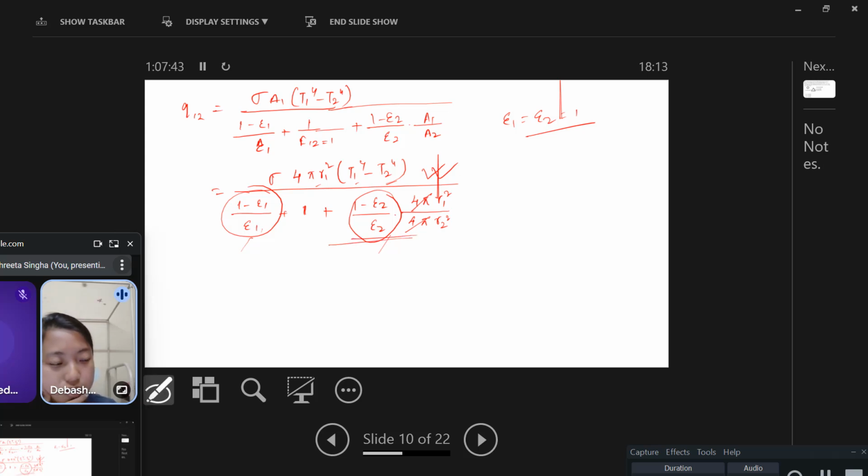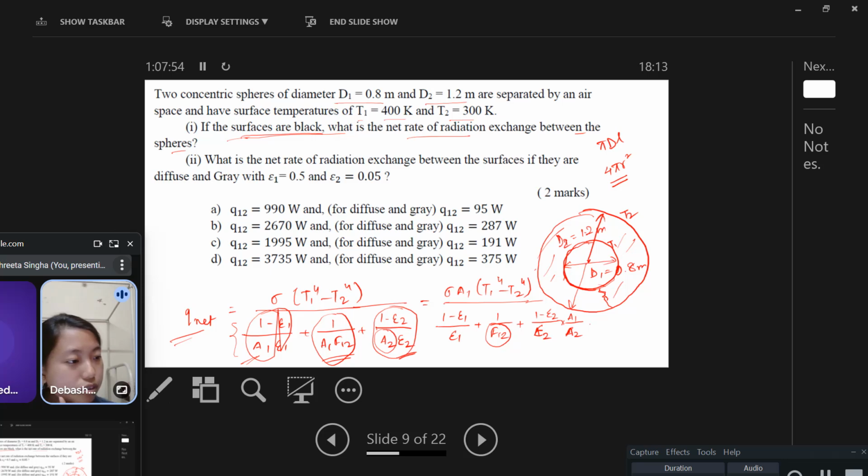This one you can calculate easily. Can you tell how much it is coming? Only the numerator you have to calculate. What is R1 and R2? D1 is 0.8, so R1 is 0.4.